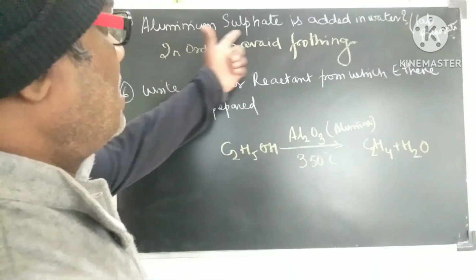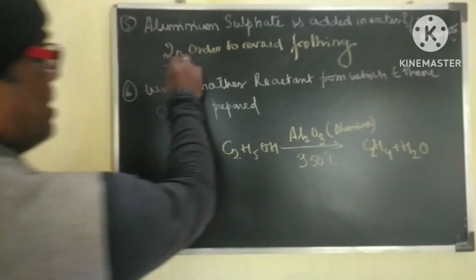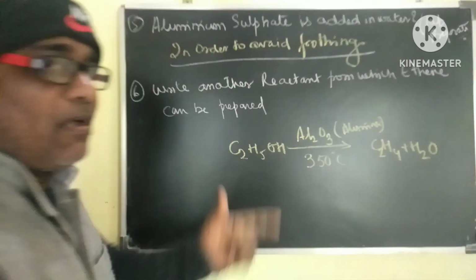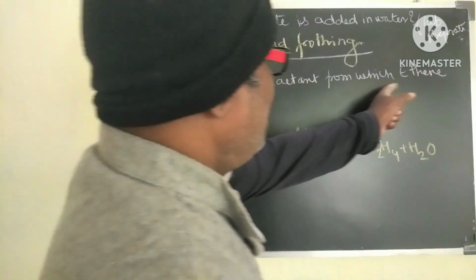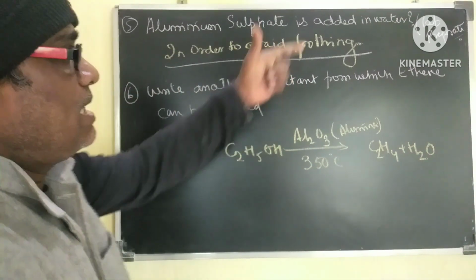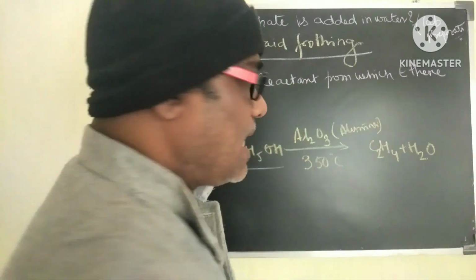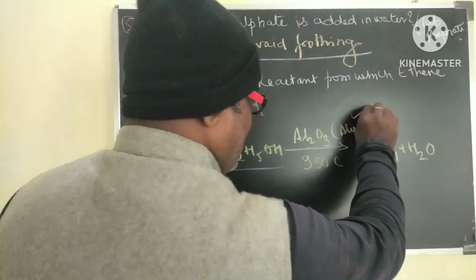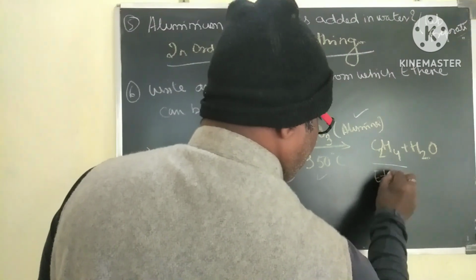Aluminum sulfate is added in water in the laboratory preparation. Why? In order to avoid frothing. Write another reactant from which ethene can be prepared. In the laboratory method we used ethanol, that is ethyl alcohol, and sulfuric acid, but here we are using alumina at 350 degrees Celsius and we are getting ethene.